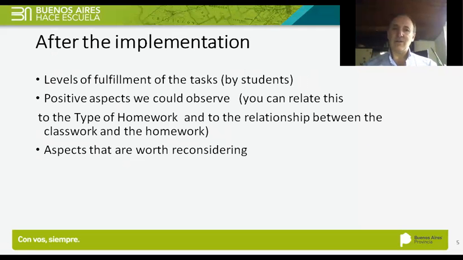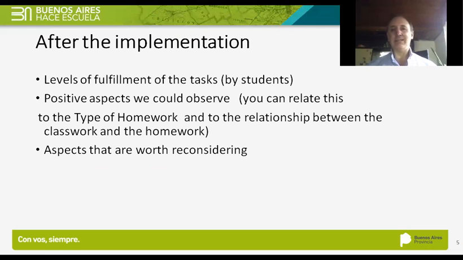And here, we would like you to share with your partners and with your tutor, with Karina, some aspects like this that you have mentioned here, like the levels of fulfillment of the task by the students, that is, how much students could do, also in relation to the taxonomy, the positive aspects you could observe. You can relate this with the type of homework again, and the relationship between classwork and homework if you have the possibility of working in class and then giving students homework for the following class.